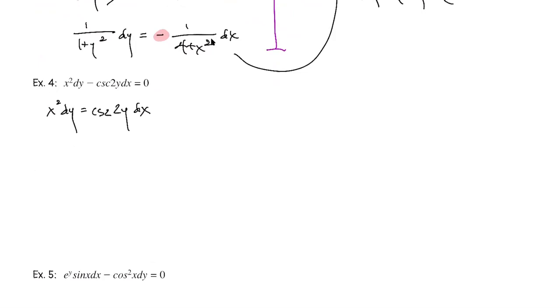I'm going to divide by the x squared, and I'm going to divide by that cosecant 2y. I will end up with dy over cosecant 2y equals dx over x squared. Now, I didn't write this out as much as I did the previous ones. Are there any questions about how I got to this step?